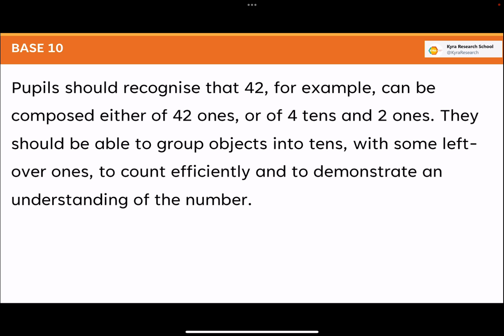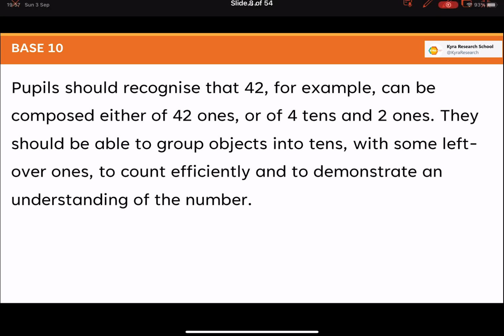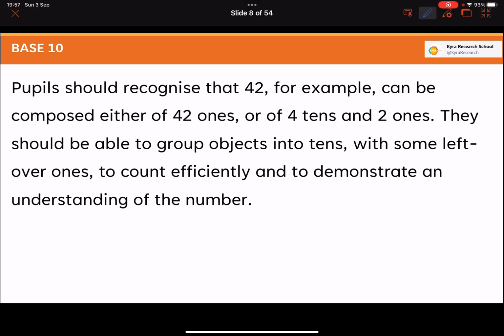So that statement just comes from the Year 1 guidance report, and already you can see the complexity that's coming out in that. So an understanding that 42 can be 42 ones or 4 tens and 2 ones. So all of a sudden, we've now got 2 different ways of thinking about the same number, and how challenging, how difficult that can be if children aren't ready for it.